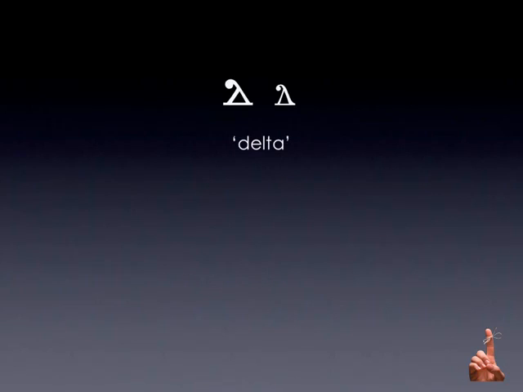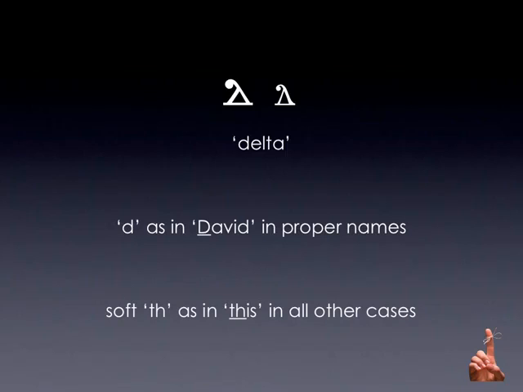Some more letters we need to memorize. The delta might be familiar to us. When it's used in proper names in Coptic, it takes a D sound, d as in David. Otherwise, however, and this is really the standard pronunciation of the delta, is a soft TH. And what I mean by a soft TH, I mean in words like this or the, as opposed to think or thought, where it's kind of a harder TH. So this is a soft TH for the delta.